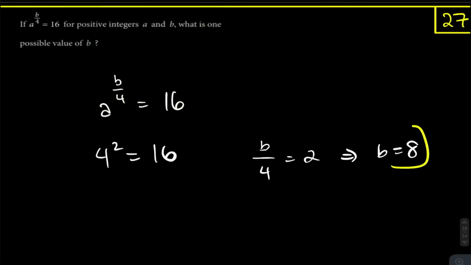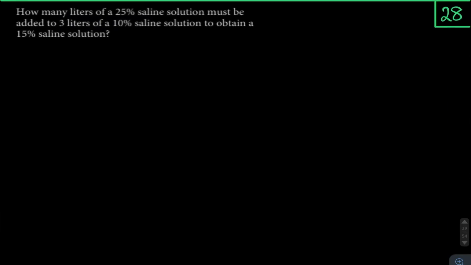Now you might have solved this in a different way. There are a couple different options here of what you could have done, but that's one of them. B could equal 8. All right, so that's problem 27.